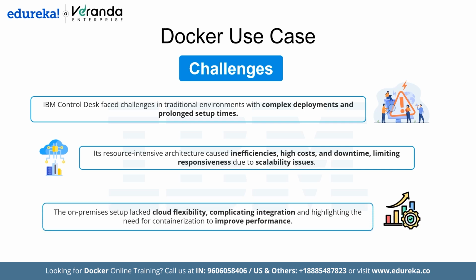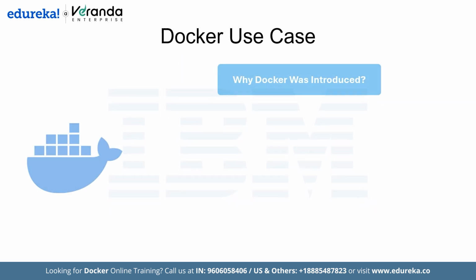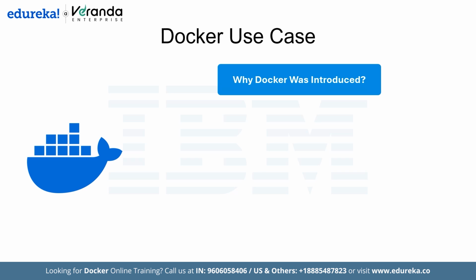And also, the traditional on-premises setup lacked the flexibility of modern cloud-based solutions, making integration with other tools more difficult and highlighting the need for a more modernized approach, such as containerization, to improve performance, scalability, and ease of management. Imagine managing thousands of IT assets and services without scalable infrastructure. This is where IBM Control Desk was before Docker.